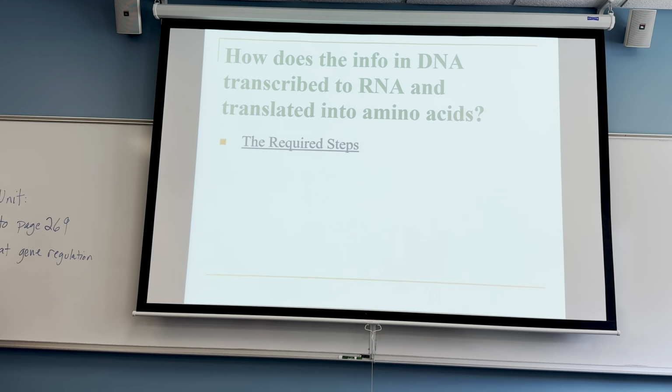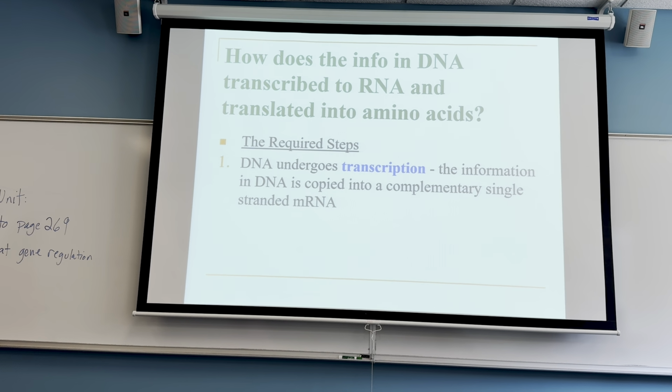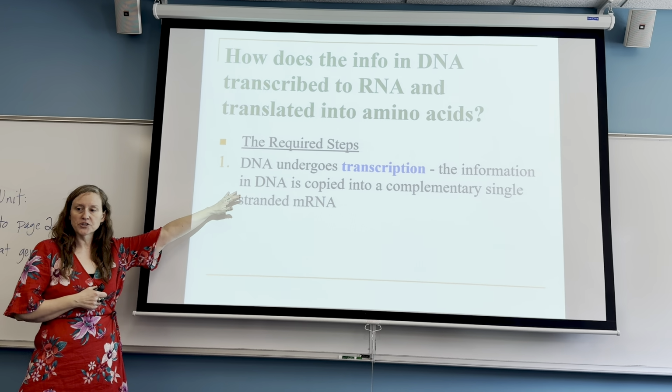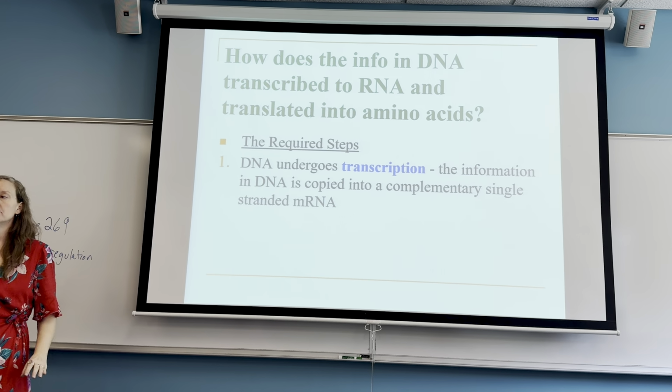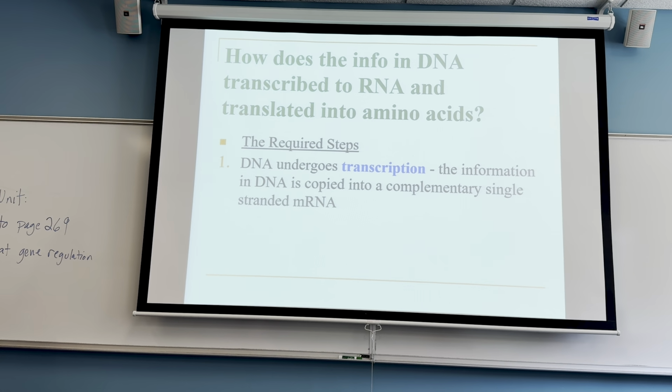So how does this information happen? The central dogma is this. The DNA undergoes transcription. We're taking the information in the DNA and we're making an RNA copy. We call that a transcript.